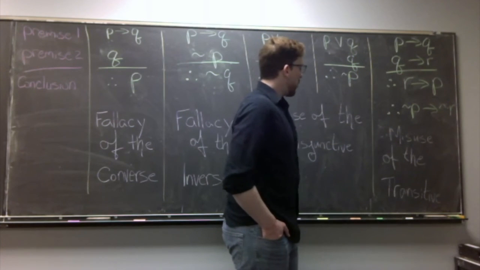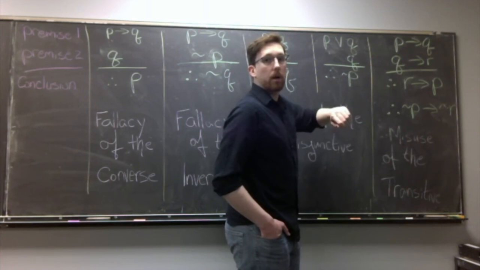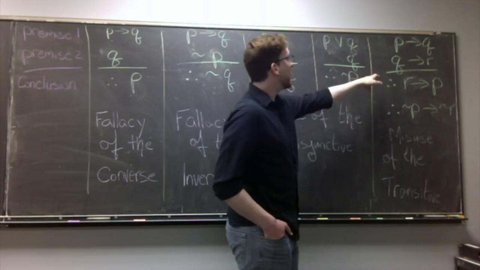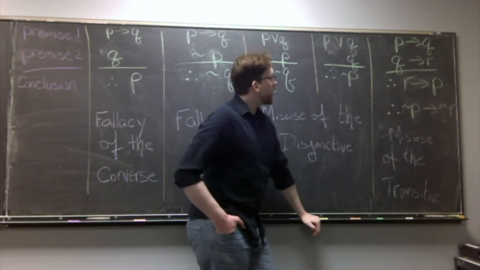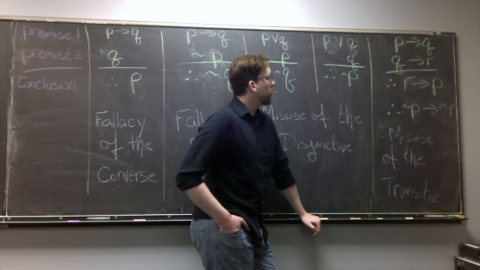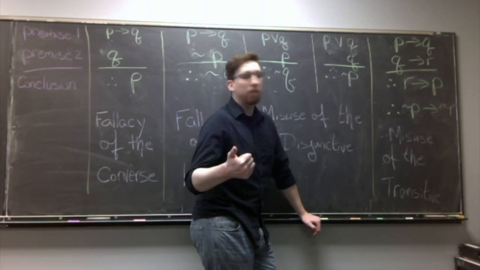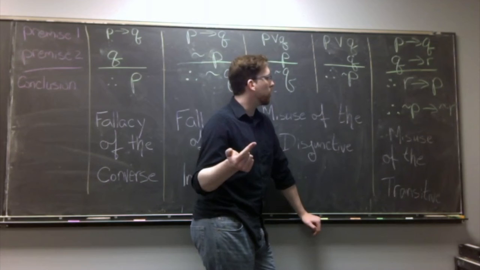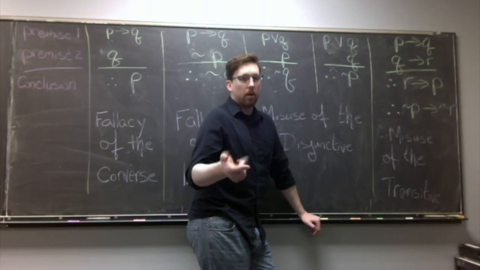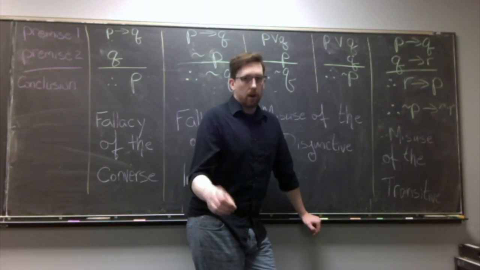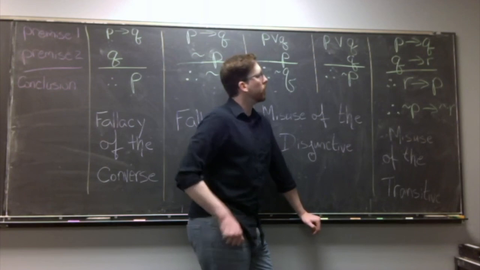And finally, for the misuse of the transitive, P implies Q is the first premise. The second premise is Q implies R. What differs here is our conclusions. You could have the conclusion, therefore R implies P, or you could have the conclusion, therefore not P implies not R. Again, these are invalid arguments. These aren't valid arguments in any way, shape, or form.